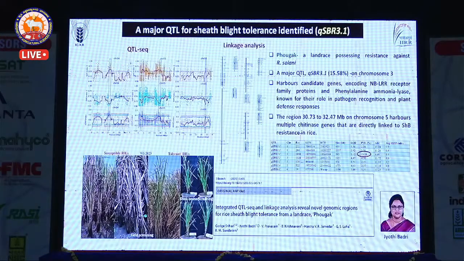The key outcomes are that AIM-16, an acid treatment and foliar spray, reduced bacterial leaf blight incidence to 32.17 percent. Then another typical case is where my colleague Dr. Jyoti Badri works on population improvement with regard to sheath blight. From a northeastern landrace called Fogger, which shows a strong level of tolerance to sheath blight.